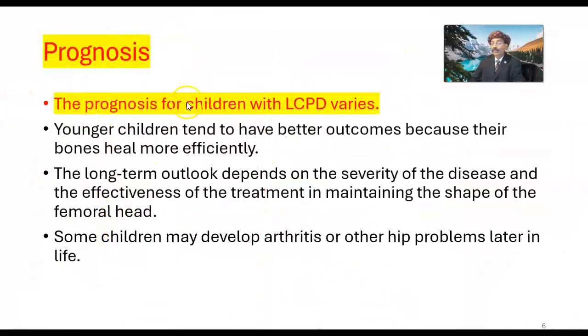Prognosis. The prognosis for children with LCPD varies. Younger children tend to have better outcomes because their bones heal more efficiently. The long-term outlook depends on the severity of the disease and the effectiveness of the treatment in maintaining the shape of the femoral head. Some children may develop arthritis or other hip problems later in life.